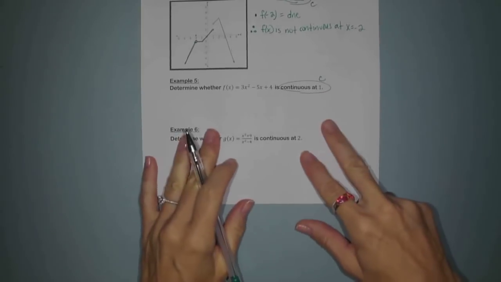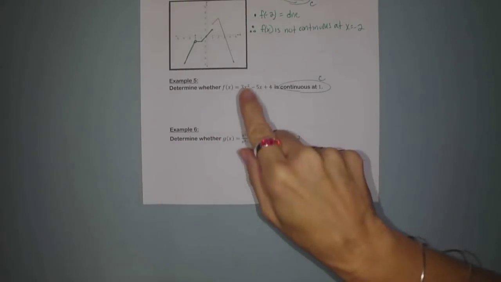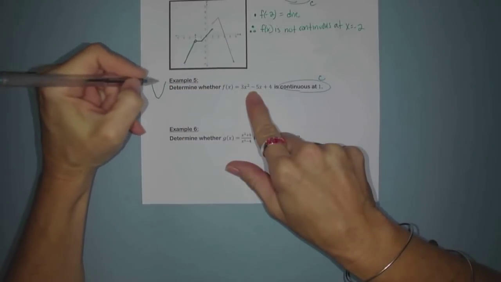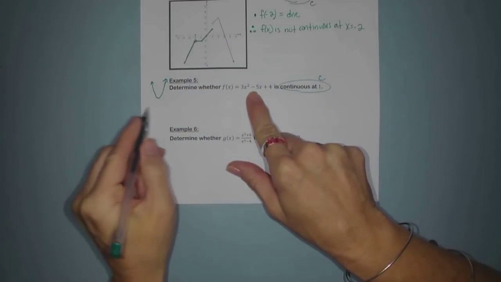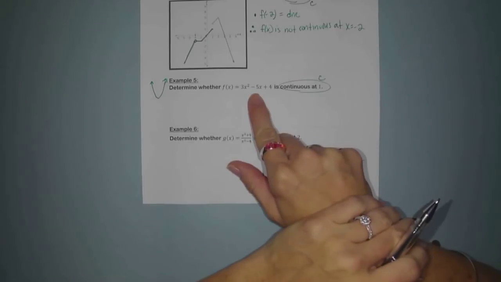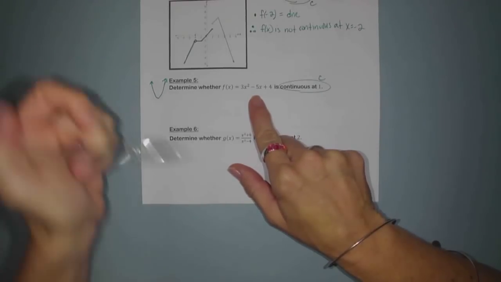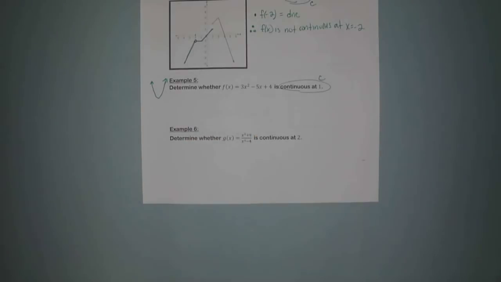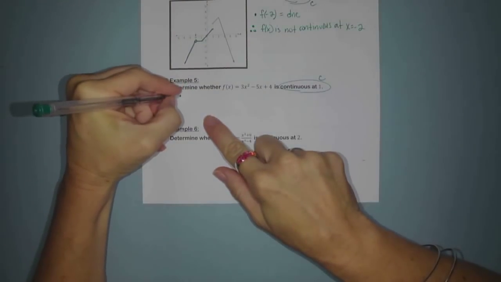Now I can tell you just from doing this for a lot of years, this is quadratic, okay? Quadratics, I know quadratics are continuous everywhere. So I never have to lift my pencil when I'm drawing a parabola. So I'm gonna go ahead and venture a guess that this is continuous. But to prove it with the definition, I'll have to run my 3 steps.